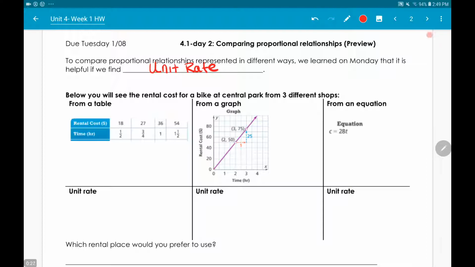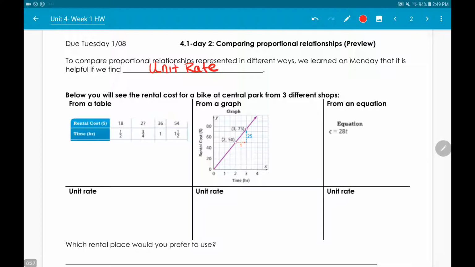Alright, so below you will see the rental costs for a bike at Central Park from 3 different shops. So we see it from a table, from a graph, and from an equation. So we're going to find the unit rate for all 3 of those things before we can compare which rental place we want to prefer.